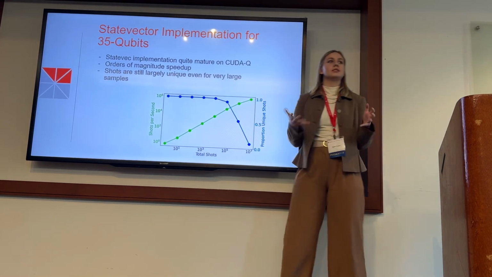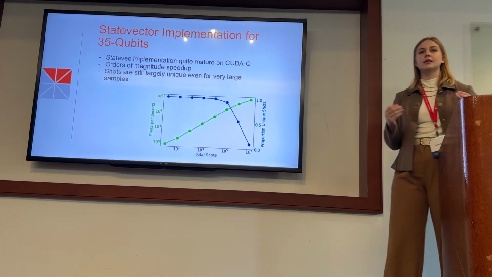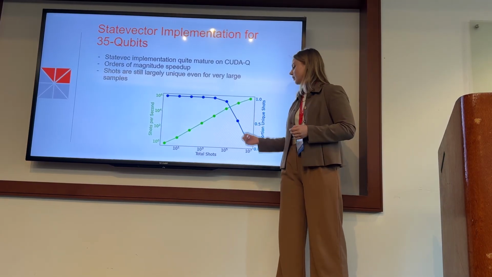So why does it work this way? Well, preparing a quantum state, as I've said, is computationally expensive, and that's because this is where all of the qubit gates are.